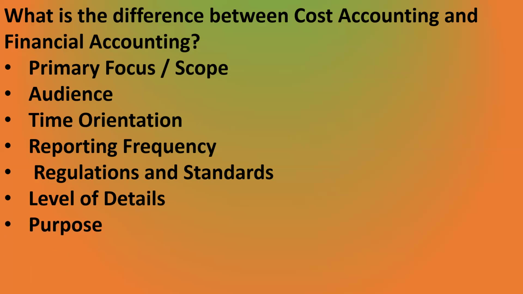The main purpose of cost accounting is to improve cost efficiency, cost control, optimize production, and support managerial decision making. Whereas the aim of financial accounting is to provide a fair and true picture of the company's financial performance and financial position for external purposes.